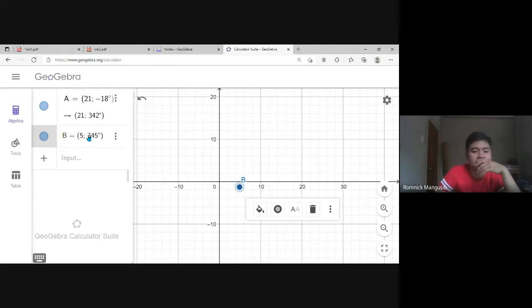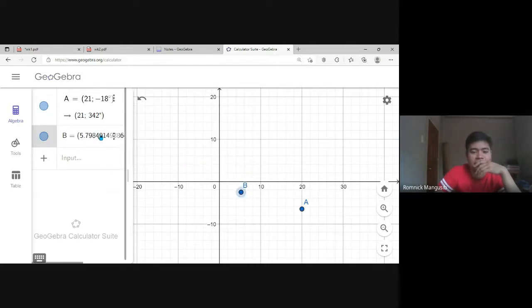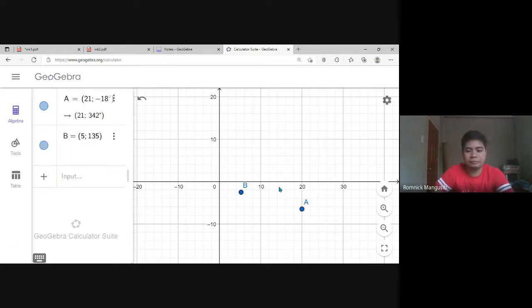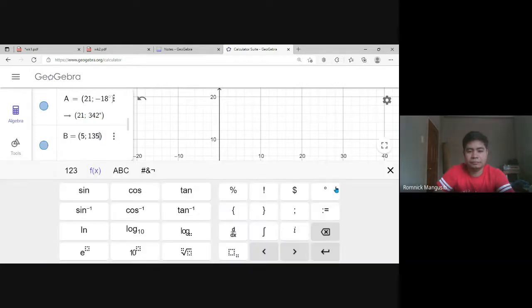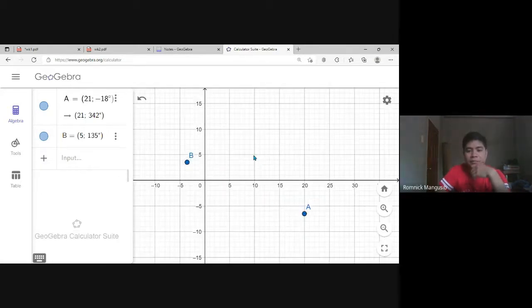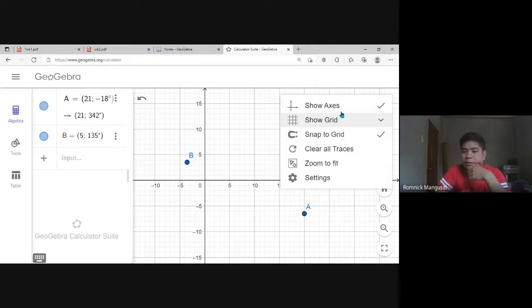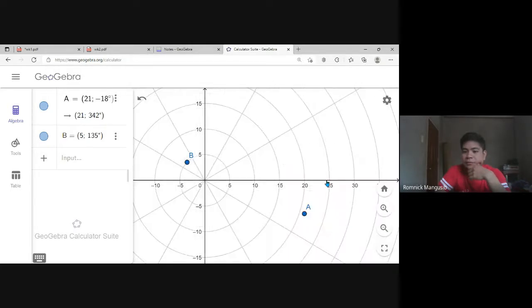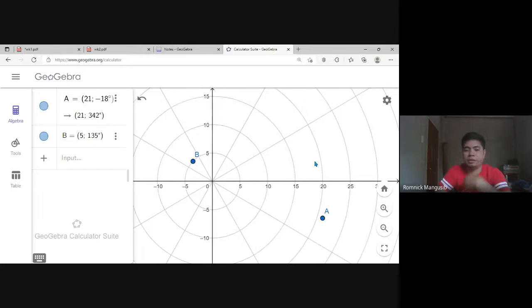Nandito si point B, must be 135 pala. Mali ang nilagay ko. Sorry. Mali. This must be 135 degrees. Okay. Okay, so doon nakapwesto si point B. Okay, and the polar coordinates, so ganyan ang itsura yan, the polar coordinates.